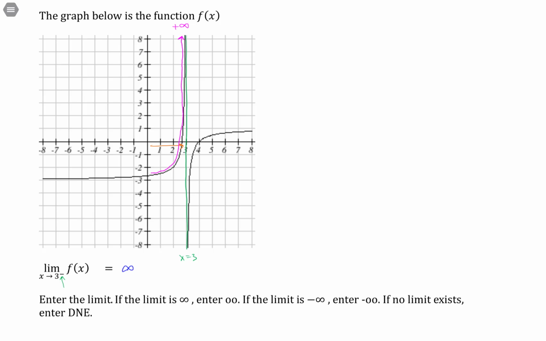When you have does not exist, that's usually reserved for the final answer when you're trying to determine if the limit at a specific point exists or not. And that's when you compare the left-hand limit to the right-hand limit and then make a decision.